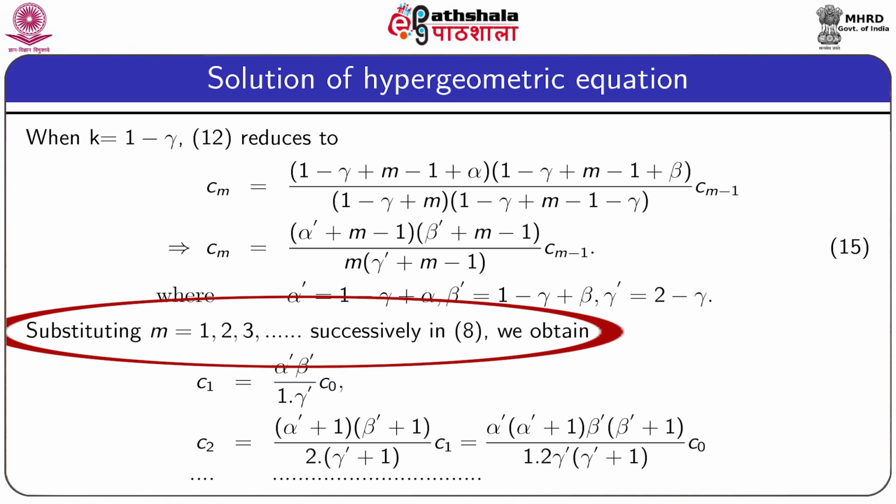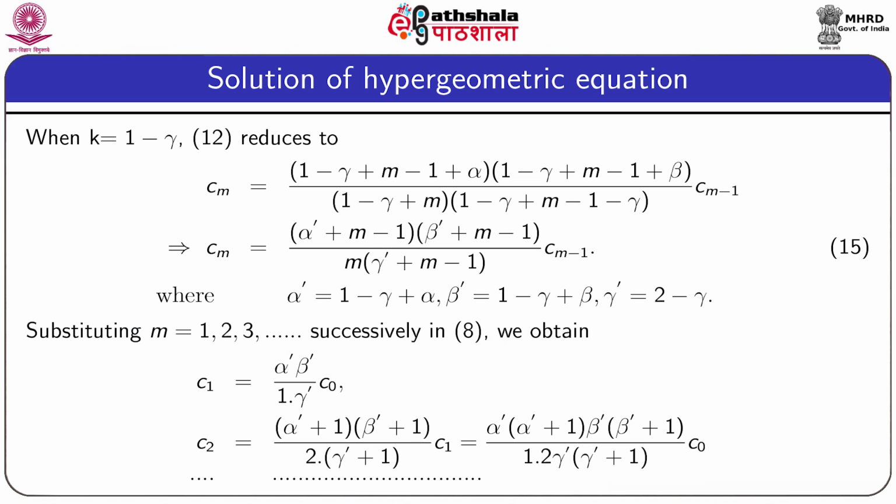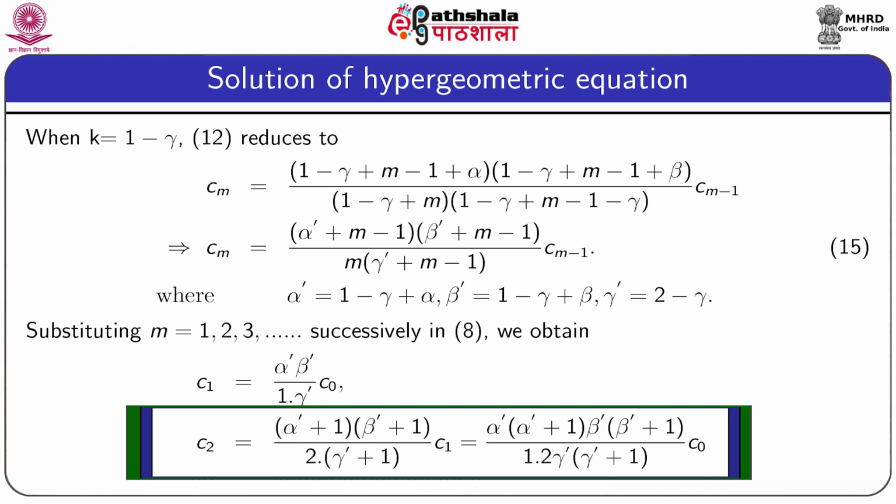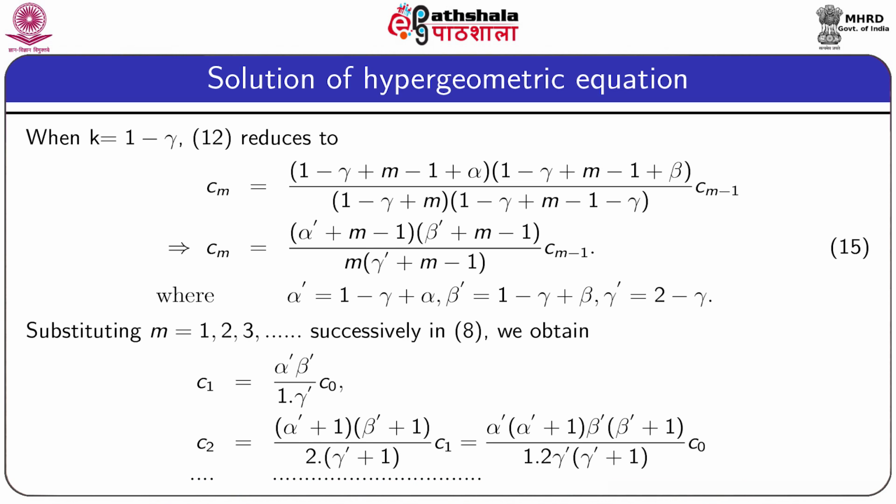We substitute m equal to 1, 2, 3, and so on successively in equation 15, and we will get C1 equal to alpha dash beta dash divided by 1 dot gamma dash into C0, C2 equal to alpha dash plus 1 beta dash plus 1 divided by 2 times gamma dash plus 1 into C1, where you substitute the value of C1 from the previous expression to get alpha dash into alpha dash plus 1 beta dash into beta dash plus 1 divided by 1 dot 2 dot gamma dash into gamma dash plus 1 into C0.